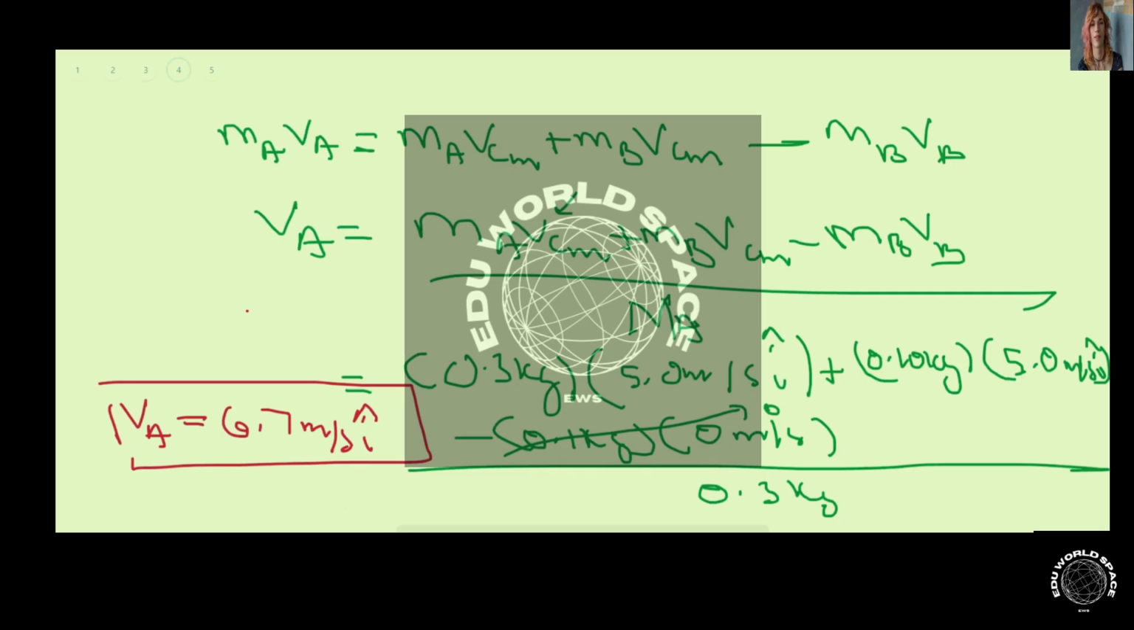And see, the velocity of A was 6.7 meters per second.